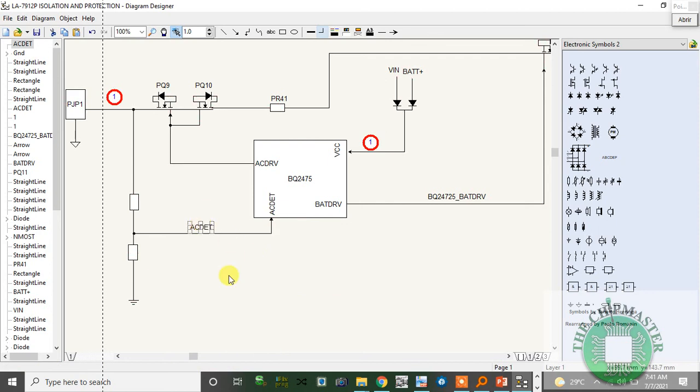DC detect. Alright, so this is V in. So this is the V in point right there. Alright, so step one, step two.